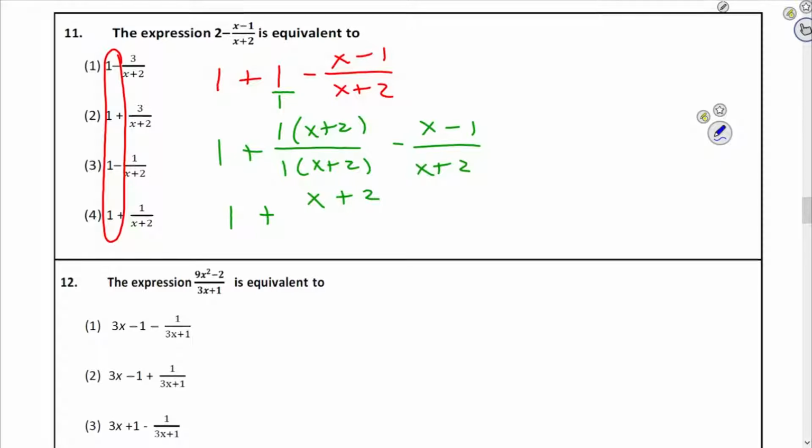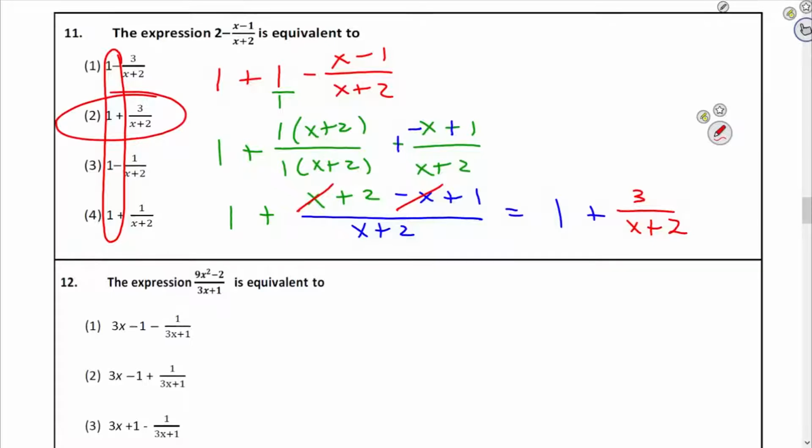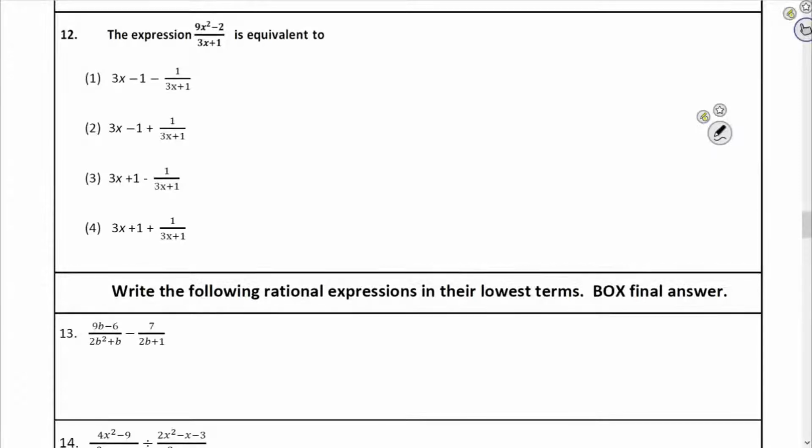This minus right here, let me distribute this negative into here and here, okay? This is commonly missed as far as that sign changing because I'm subtracting that whole rational expression. Minus x plus 1 over x plus 2. Okay, so I get 1 plus, let's see here, this and this cancel with x minus x, so I get a 3 divided by x plus 2. It looks like that one is equivalent to the first one. In number 12, that expression is equivalent to which of these?